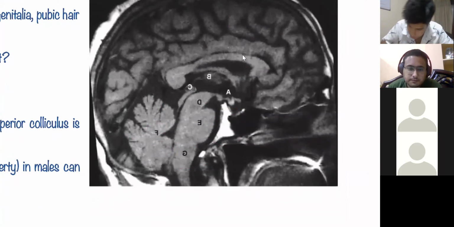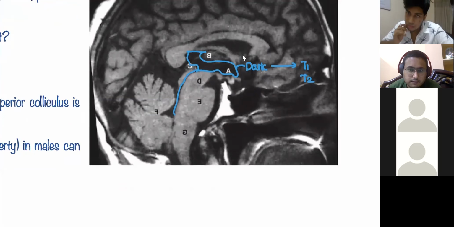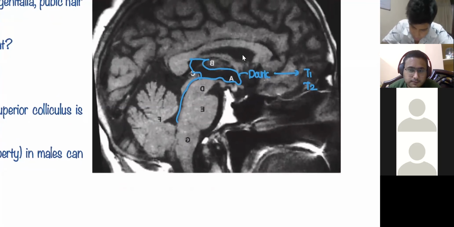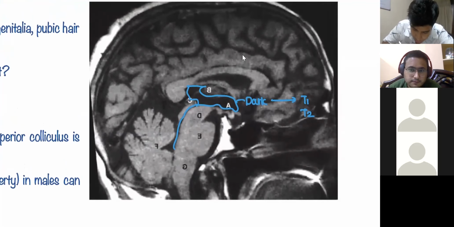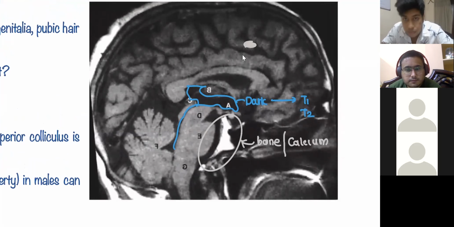You guys can see that the CSF, the fluid in this, is dark. Okay. So that means, is this a T1 or T2 imaging? In which one do you see dark? Okay, you guys look it up. But what I need you to understand is this white structure is bone, or if it is present, let's say in the brain, it could be calcium.